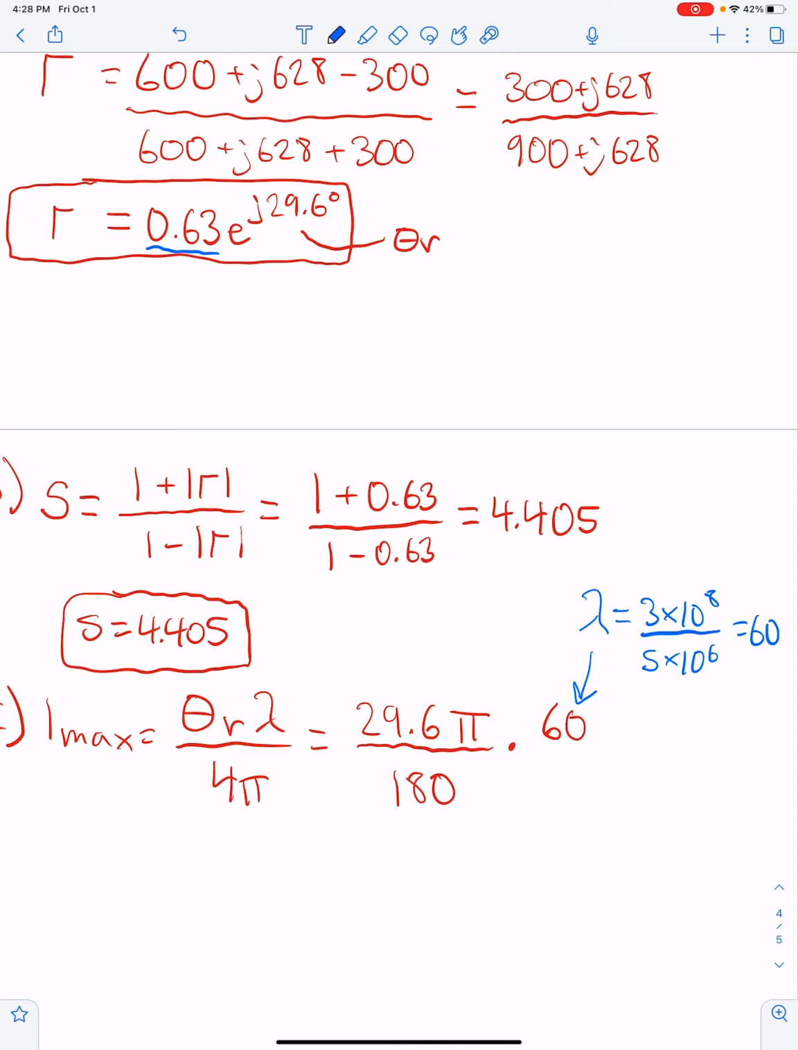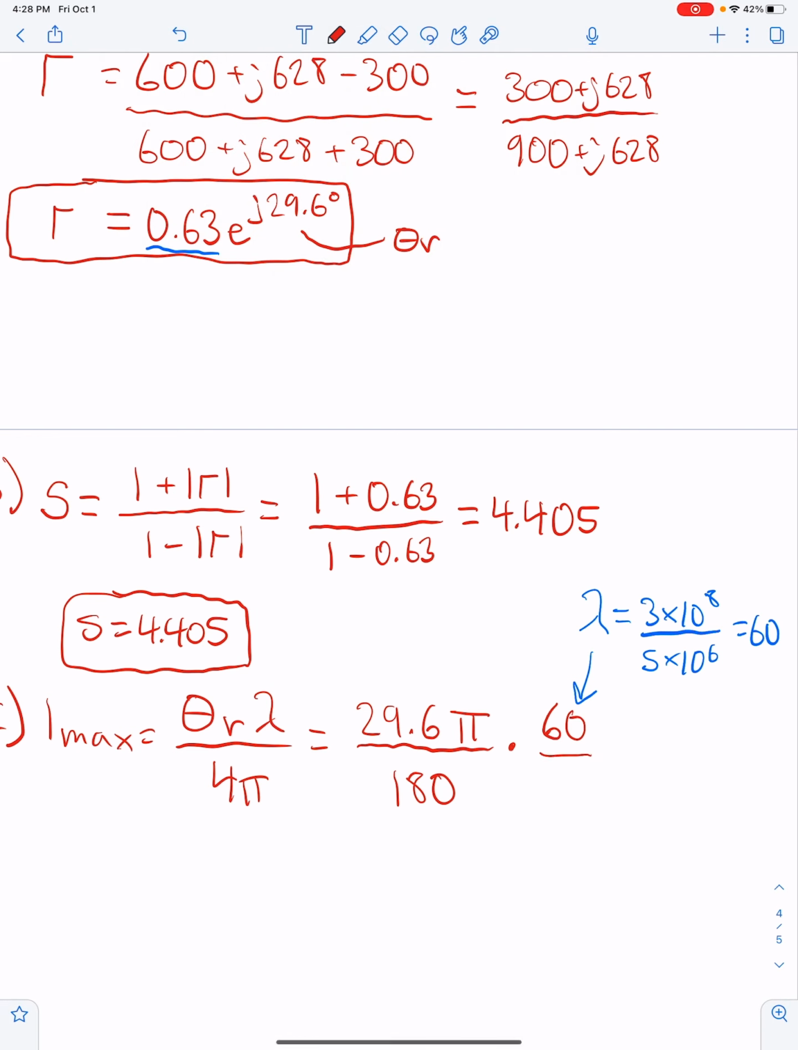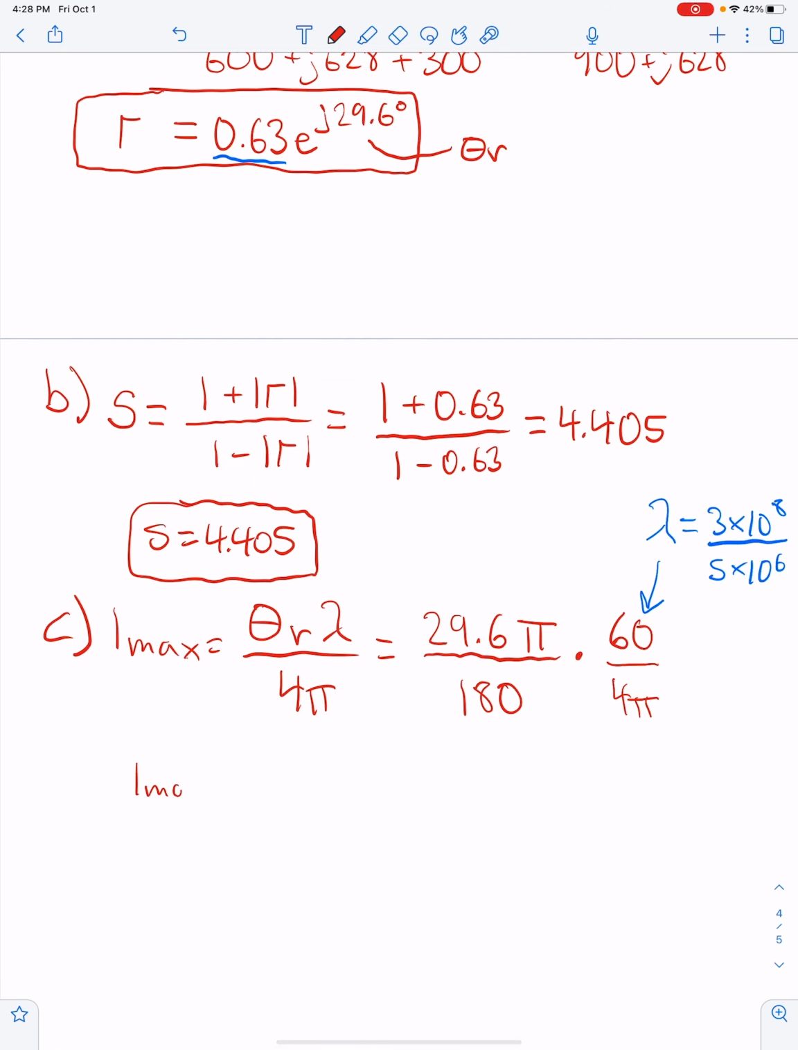So this is, we have divided by 4 pi. So then we can simplify. This will give us 2.46 meters.